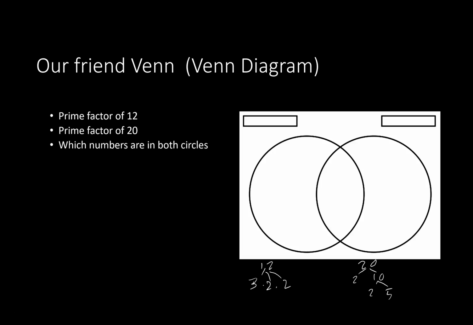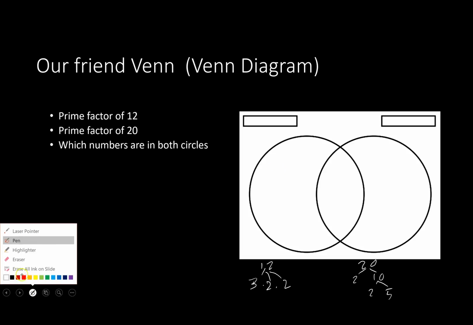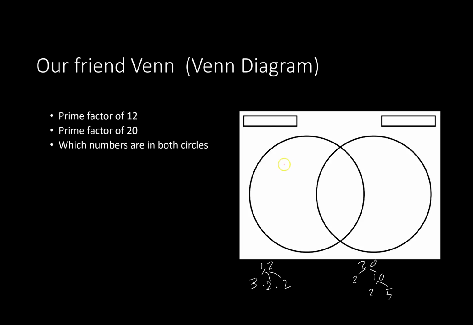So which of these numbers are in both circles? I need to change my color here, make it a readable color. Over here is going to be 12, over here is going to be 20. So I'd have 3 here, 5 here, and then they'd share the number 2, because there's 2, 2. 3 goes here, 2, 2. 5 goes here, 2, 2.